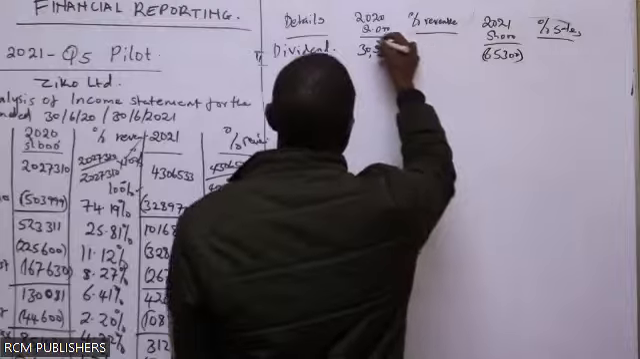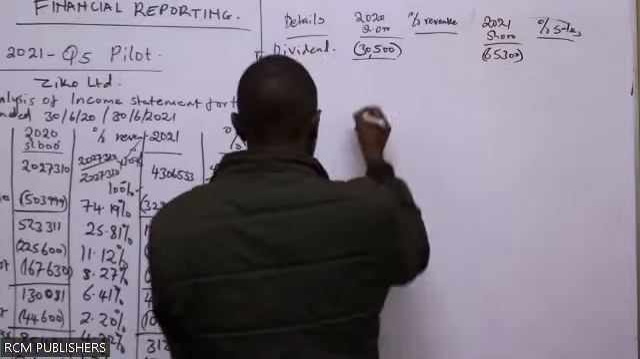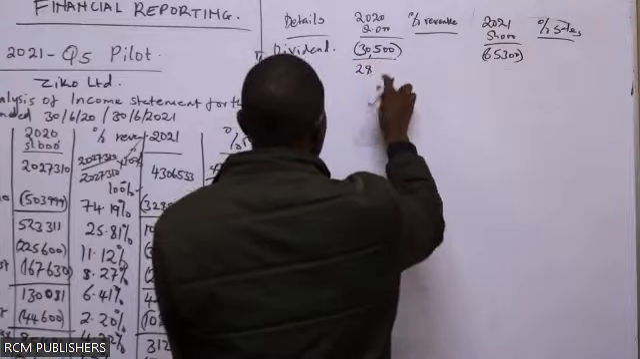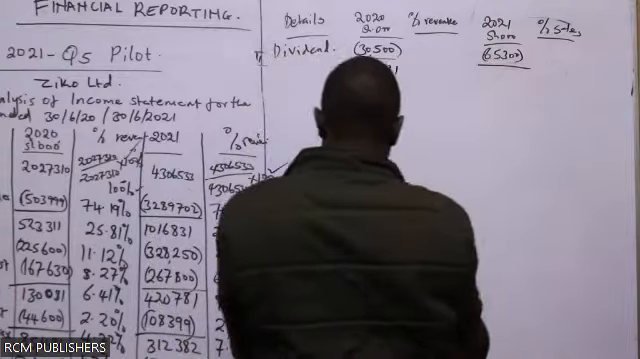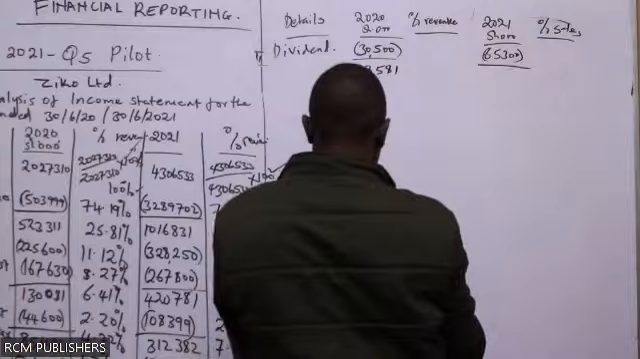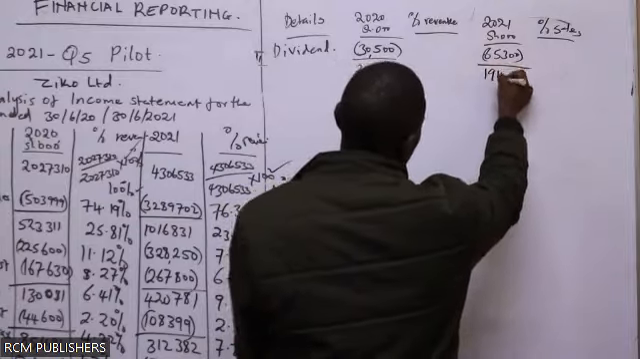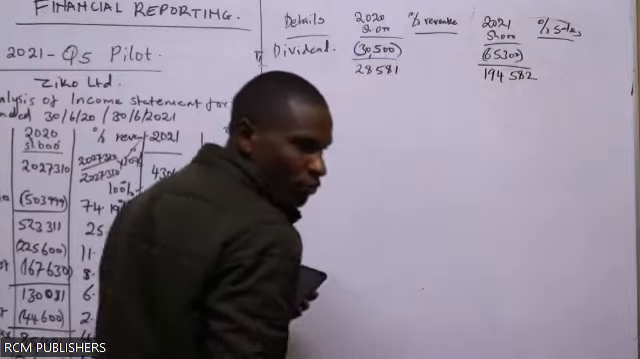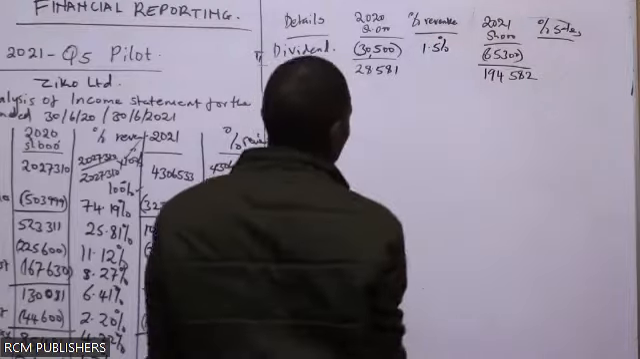Give me the percentage of our dividend paid. 28,581. Give me 1 minute. 194,582. Dividend ni ngapi? 1.5. Thank you. 1.5%. What about for the 2021?